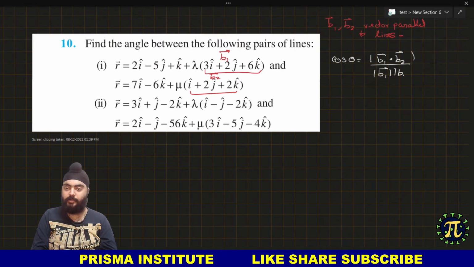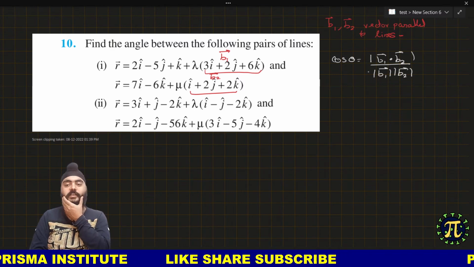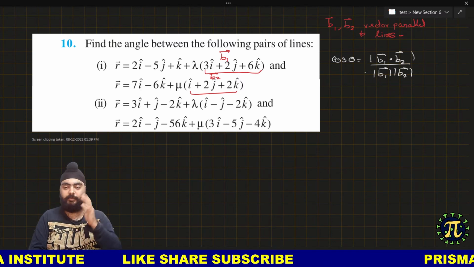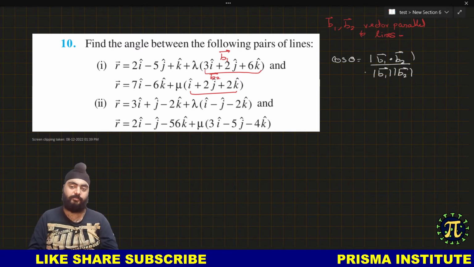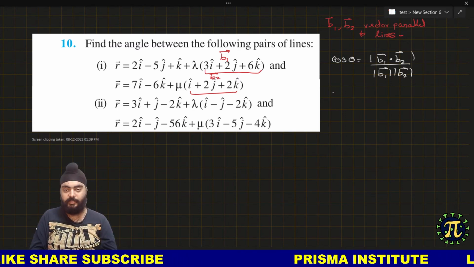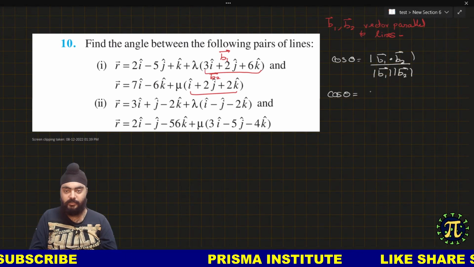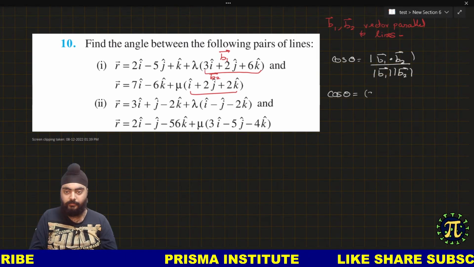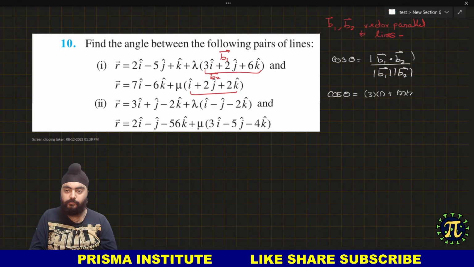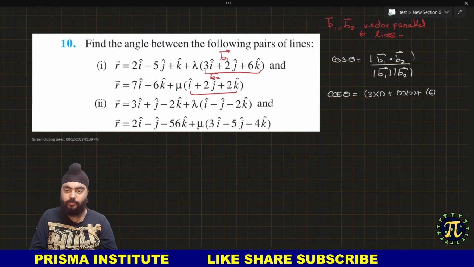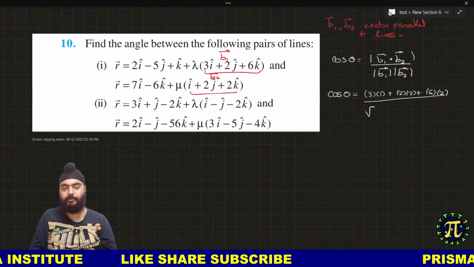So I am using dot product का definition कि a dot b is magnitude of a magnitude of b into cos theta, and हमने a dot b का भी मॉड्यूलस लिया हुआ, so that I find the acute angle. So cos theta इस केस में कितना आ रहा है? फर्स्ट केस में this is 3 into 1 प्लस में 2 into 2 प्लस में 6 into 2, which is the dot product of these two vectors, divided by magnitude of first vector.